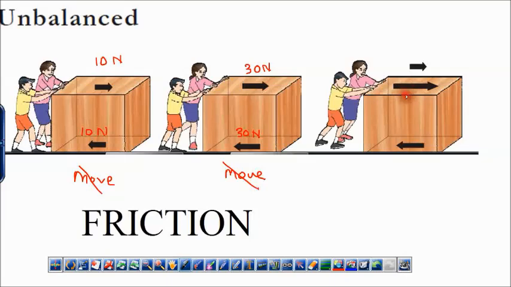But the children increase their force to 50 Newtons and the box can apply only 30 Newtons. Therefore, there is a net force of 20 Newtons. 50 minus 30, 20. The box will move. And this kind of force is called unbalanced forces, जहाँ पे एक force ज़्यादा, एक force कम.